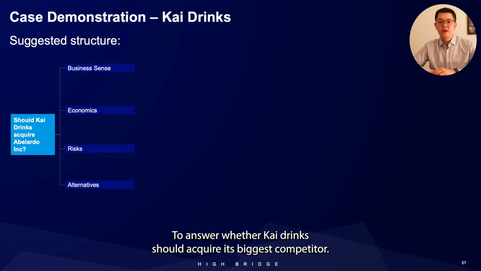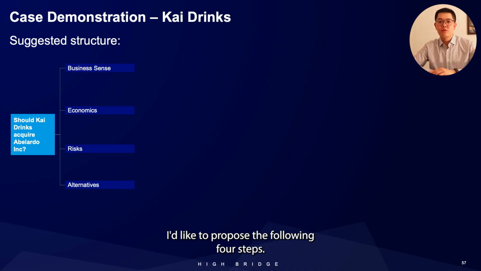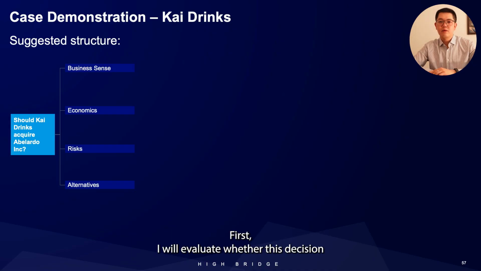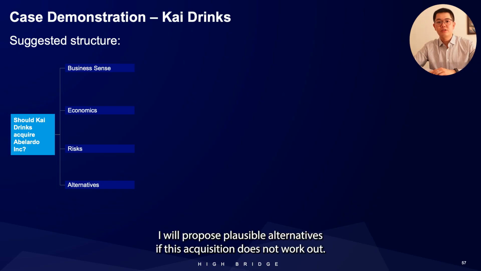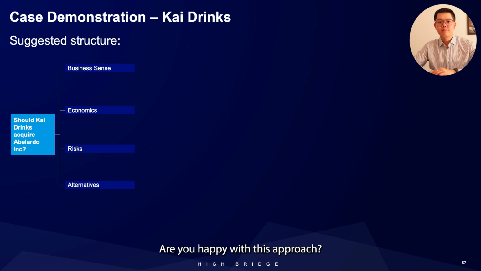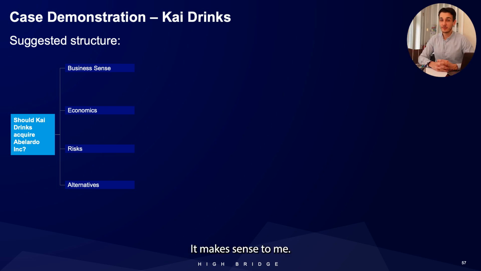To answer whether Kai Drinks should acquire its biggest competitor, I'd like to propose the following 4 steps. First, I will evaluate whether this decision makes sense from a business perspective, looking at qualitative aspects. Next, I will assess the economics of this decision, or the quantitative aspects of this decision. Third, I will consider the risks associated with this decision. And lastly, I will propose plausible alternatives if this acquisition does not work out. Are you happy with this approach? It makes sense to me.